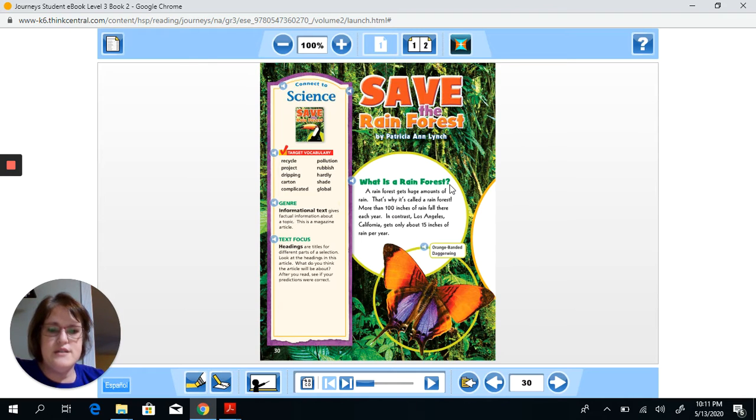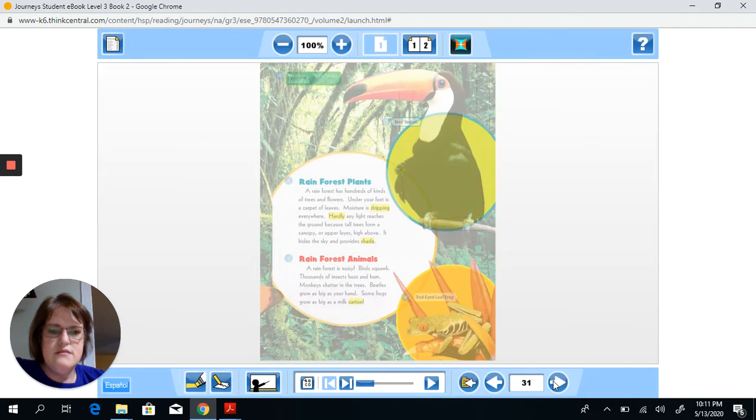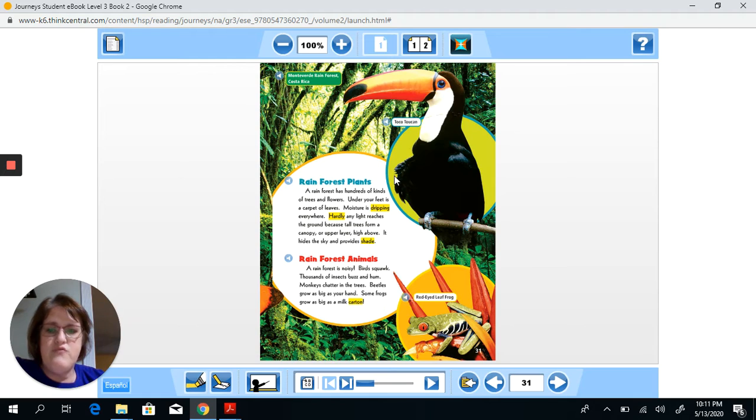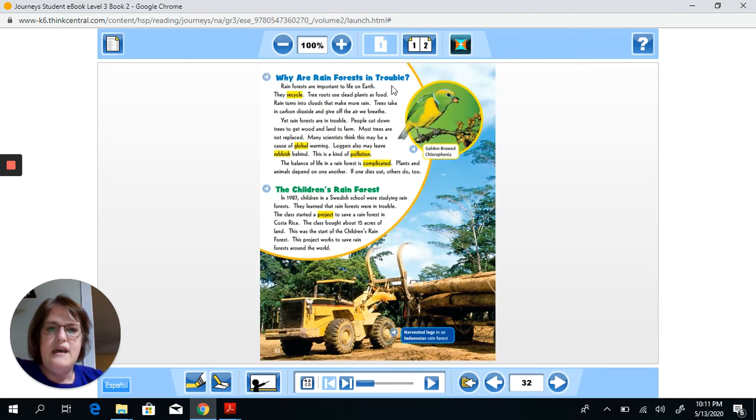It says Save the Rainforest. So the author goes back and explains what a rainforest is, tells us about the rainforest plants that exist in the rainforest and the rainforest animals that live there, so that we have an idea of the types and varieties of animals and plants that are in the rainforest. And then here, in this larger section, the author explains why the rainforests are in trouble, and then tells about a project that students back in 1987 were involved in to help save the rainforest.